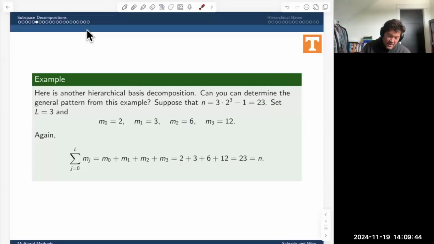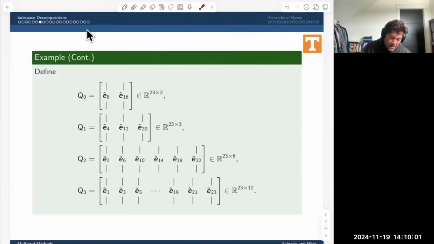And I claim that this general pattern can be repeated for any odd number, but it's mostly interesting for any numbers which have this structure. Let's say a prime times 2 to some power minus 1. Now, here's how I'm going to choose my Q matrices. The last one, of course, is going to follow the pattern of the previous. It has all the odd number ones. So there are 12 odd numbered indices.